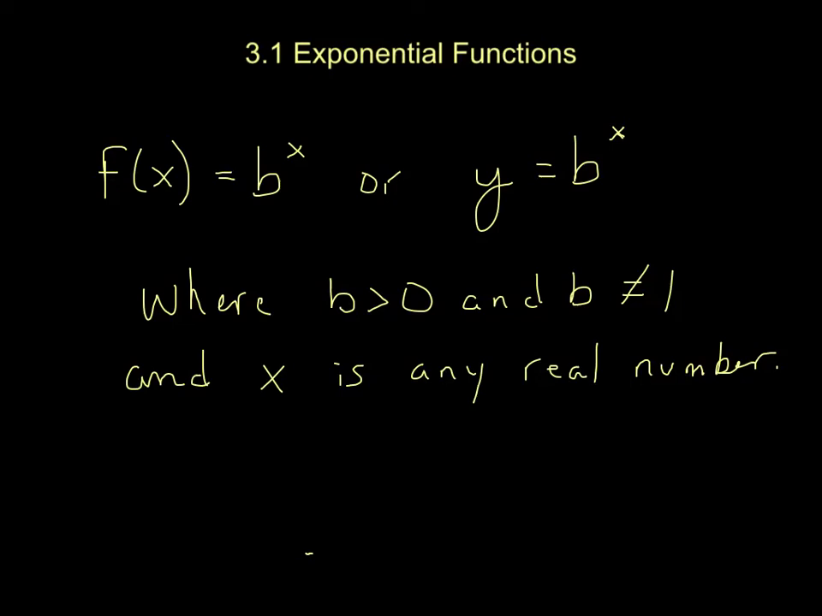Okay, chapter 3, we're going to start talking about exponential functions. So we have this function f of x is equal to b to the x, or we could be writing it as y equals b to the x, where b is some positive value. B cannot be 1, so it has to be some positive value other than 1, and x can be any real number. Okay, and these are what we call exponential functions because the variable is in the exponent.